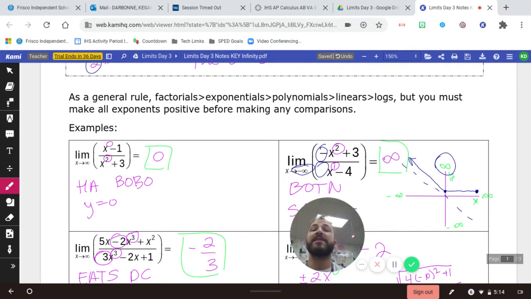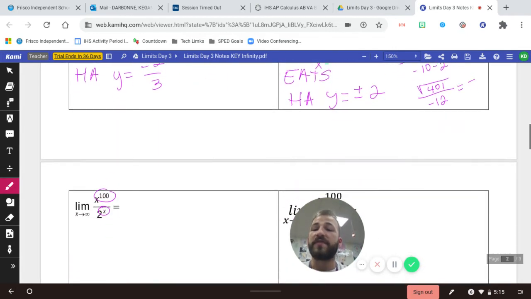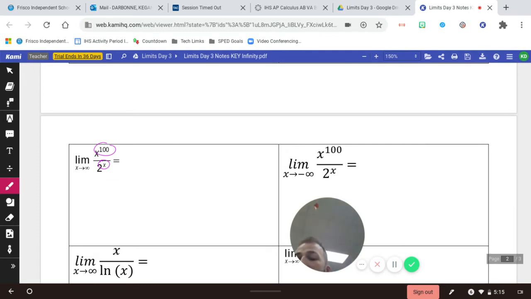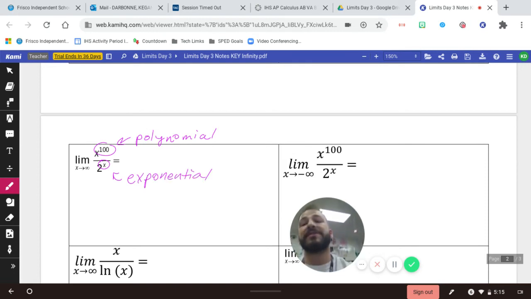What that means is that if I was to plug numbers into these types of functions, the values I would get out would go in this order of greatest to least. So logs are our least, factorials would be our greatest. So let's look at the 2 functions that we have here. x to the 100, that's a polynomial. Yes, it has an exponent, but all of our polynomials have an exponent. 2 to the x is an exponential. Remember, what makes something exponential is that it has the variable in the exponent.